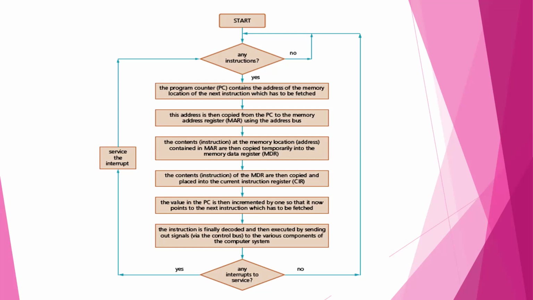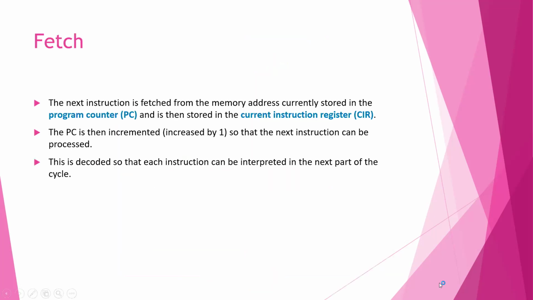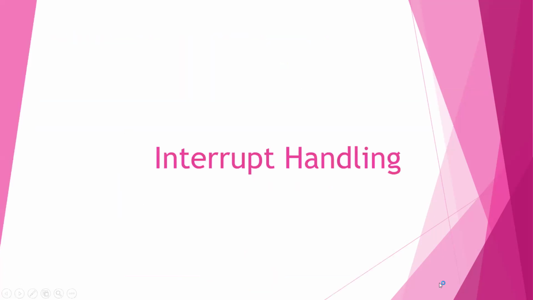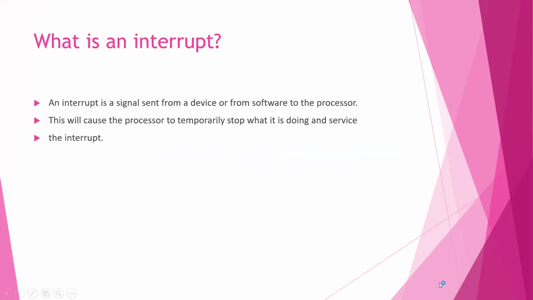So, what are interrupts first? Let us see. I'll come to register transfer notation in a few minutes. An interrupt is a signal sent from a device or from software to the processor. It can be from a printer, it can be from software, and it is sent to the processor. This will cause the processor to temporarily stop what it is doing.